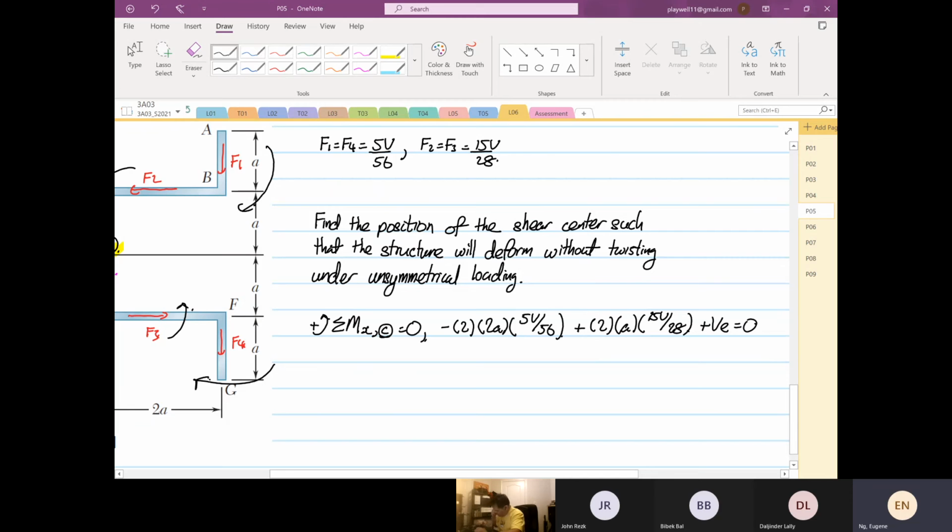Thing will be equal to 0. Okay. So V is equal to, so 2 times 2, 4. 4 times, so 20V over 56 minus 30V over 28. So this will be 20 over 56 minus 30 over 28 is equal to minus 5 over 7.